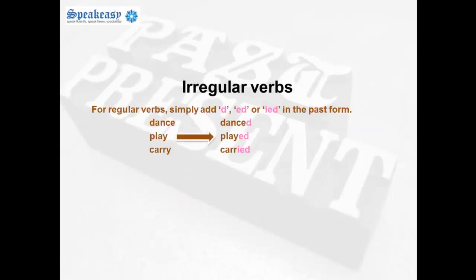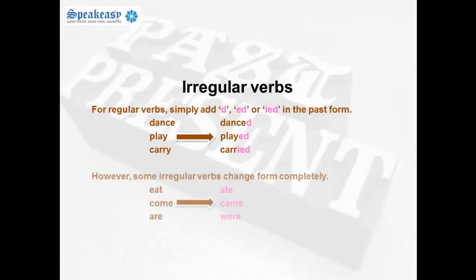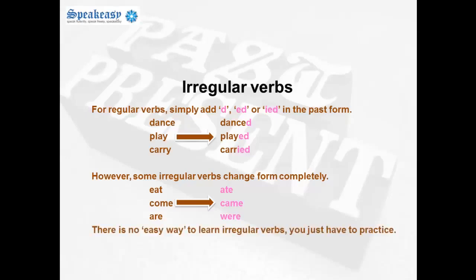For regular verbs, simply add d, ed, or ied in the past form. For example, dance becomes danced, play becomes played, and carry becomes carried. However, irregular verbs change form completely. Eat becomes ate. Come becomes came. Are becomes were. There is no easy way to learn irregular verbs. You just have to practice.